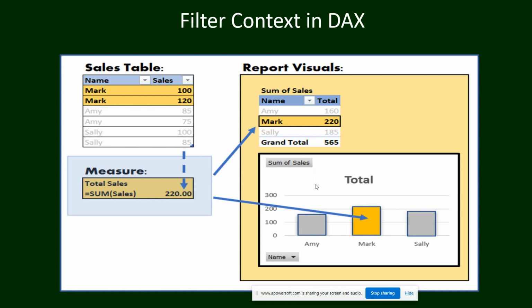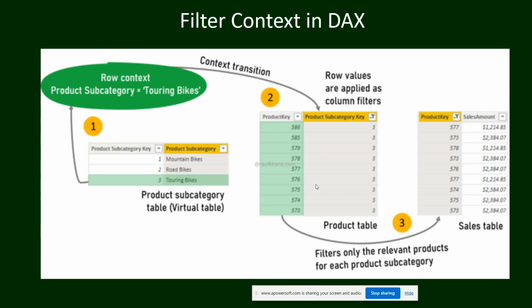And this is how it works when you apply a filter here. If you apply a filter on name as a Mark slicer, then you are able to see only Mark's total, the sum of sales here. The rest of the other things will not be available in your visualization.